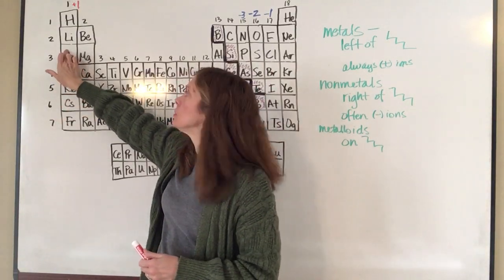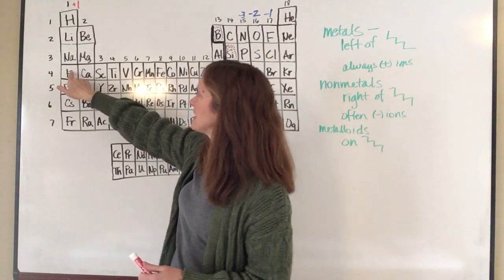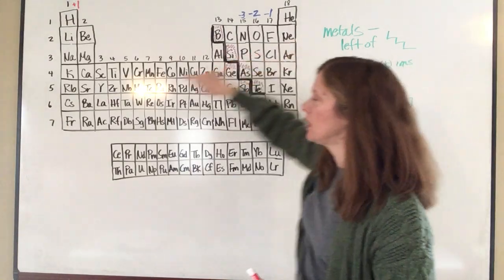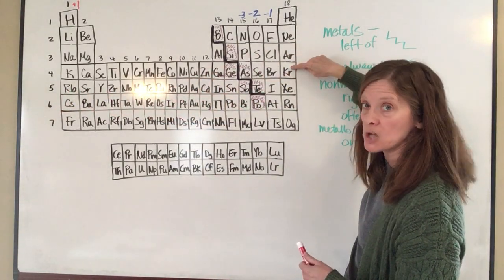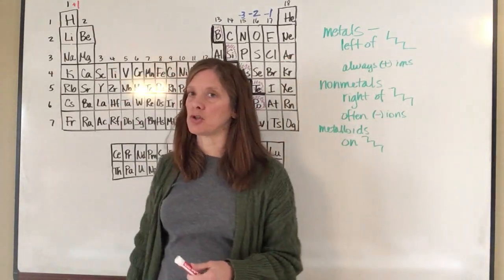Sodium is going to lose an electron so he can look like neon. Potassium is going to lose an electron so he can look like argon. Rubidium is going to lose an electron so he can look like krypton. And when they lose that electron, they will have a +1 charge.